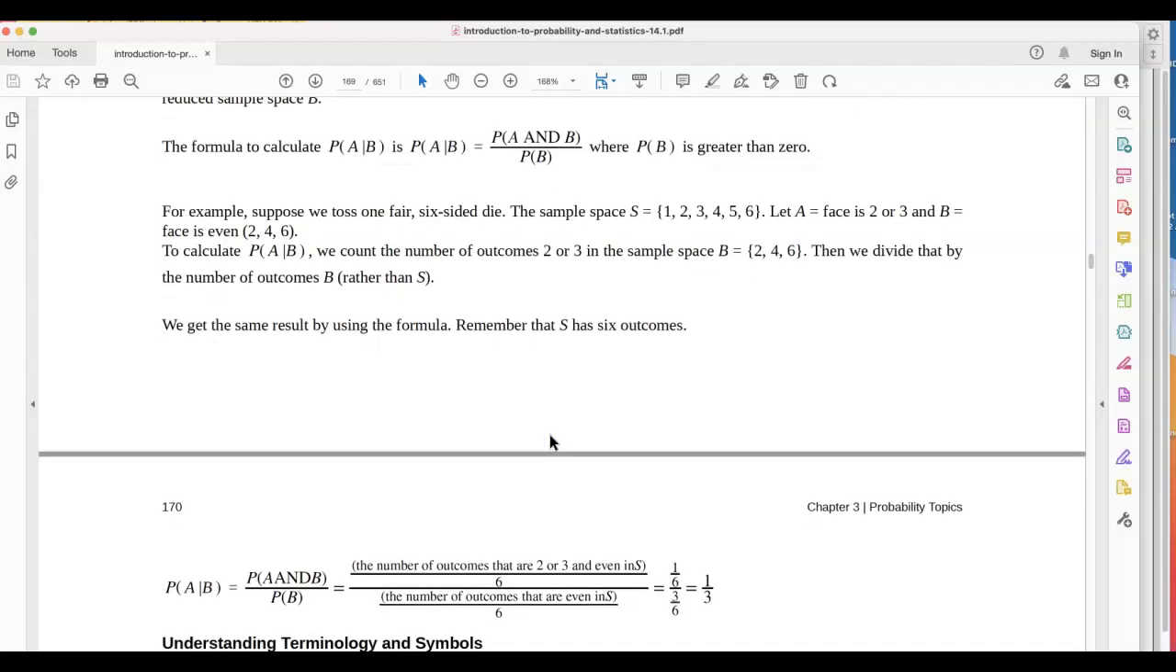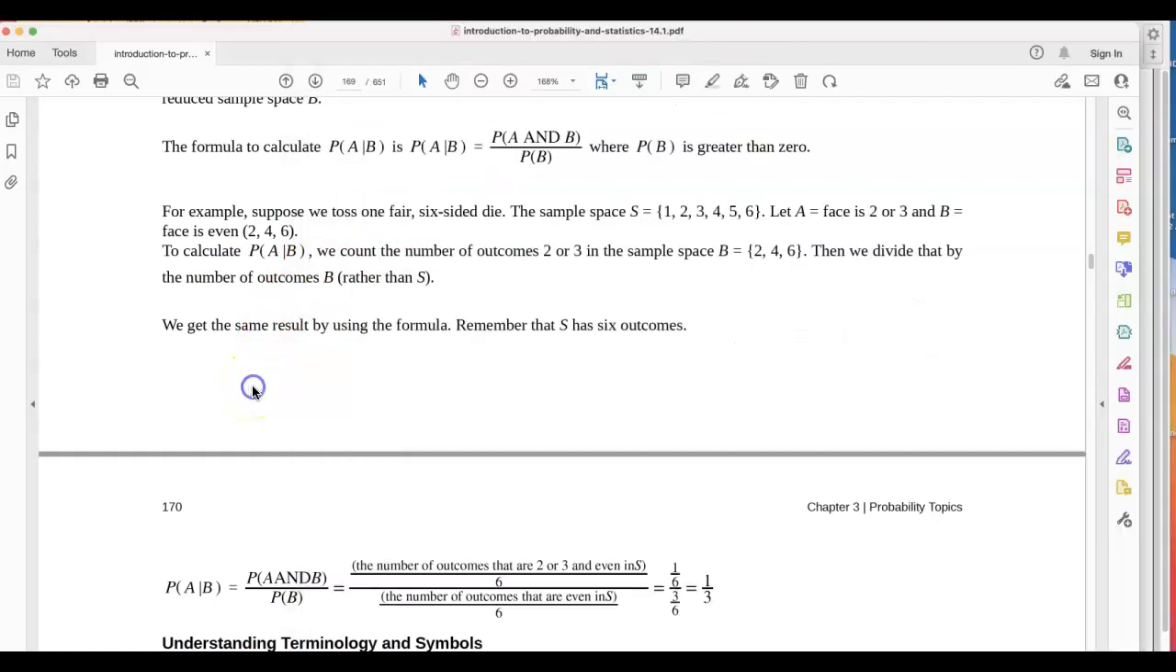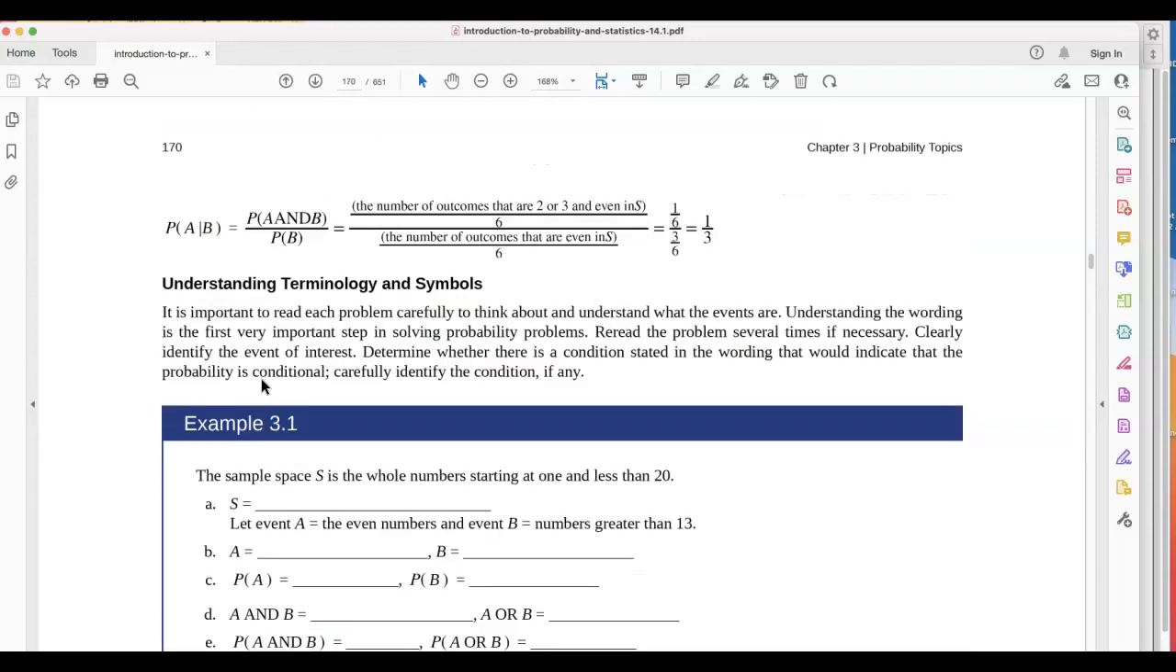But I just talked about how we reduce the numerator by just taking how many are in sample B and using that as our new denominator. Okay. Now the other thing that we're going to be doing besides simple, and so we talked about simple, we talked about complements, we're also going to deal with mutually exclusive and independent samples.